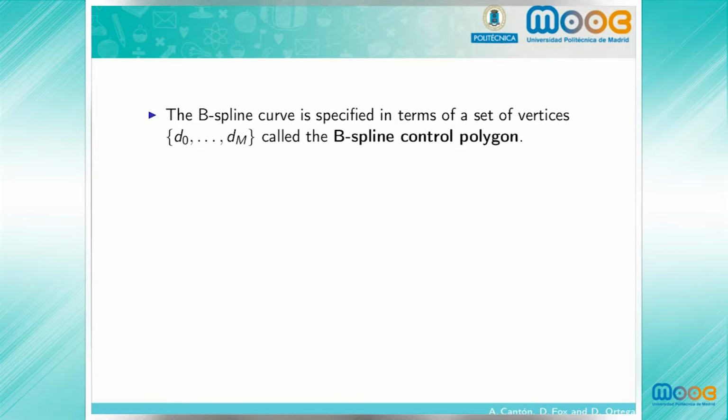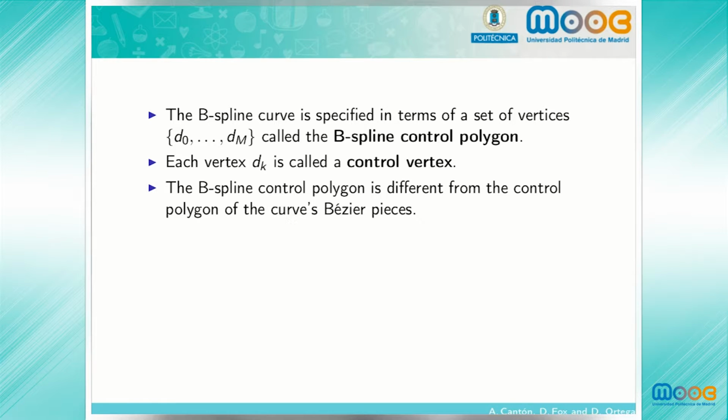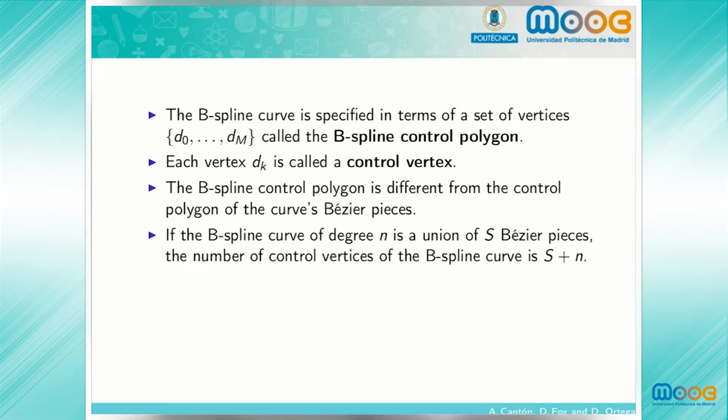The B-spline curve is specified in terms of a set of vertices called the B-spline control polygon. The notation that we will use for these vertices is d_0 up to d_m. Each vertex d_k is called a control vertex. The B-spline control polygon is different from the control polygon of the curve's Bezier pieces. If the B-spline curve of degree n is a union of S Bezier pieces, the number of control vertices of the B-spline curve is S plus n.